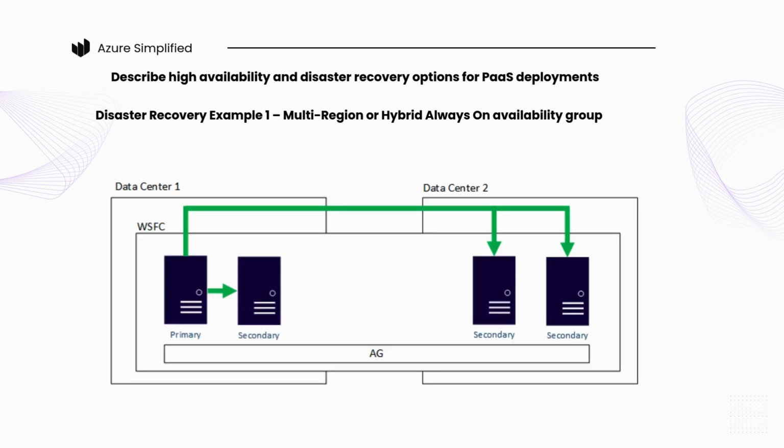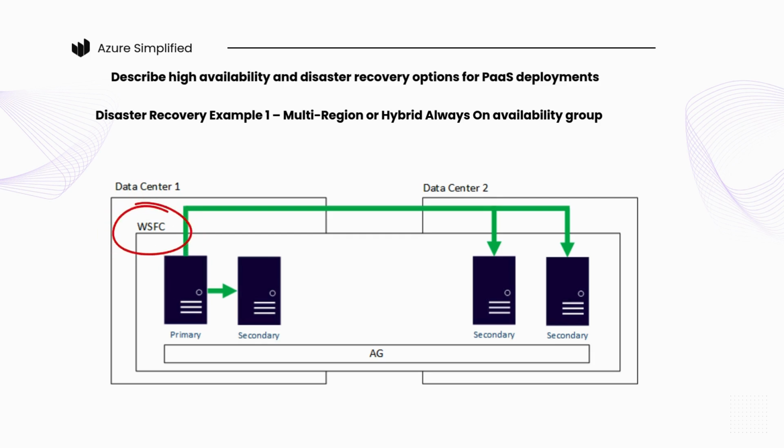This diagram represents a SQL Server Always On availability group, AG, deployment across multiple data centers, utilizing Windows Server Failover Clustering, WSFC, for high availability and disaster recovery. Explanation of components. Data centers. The setup spans 2 separate data centers, Data Center 1 and Data Center 2. This provides geo-redundancy, ensuring business continuity in case of a failure in one data center.